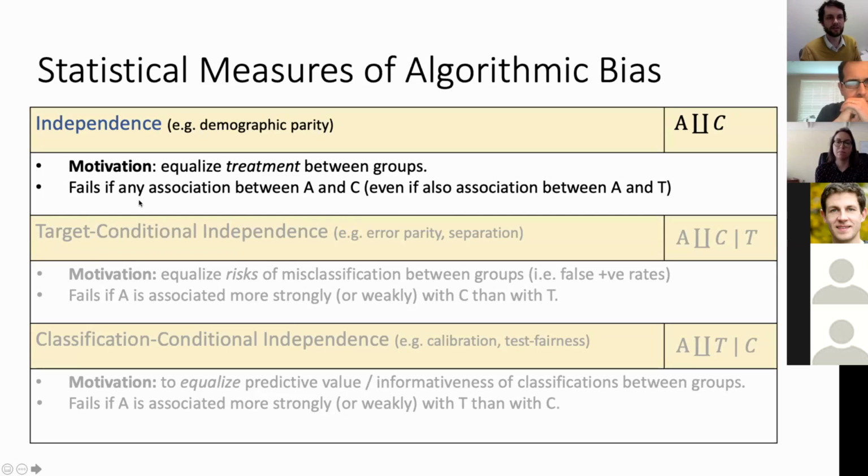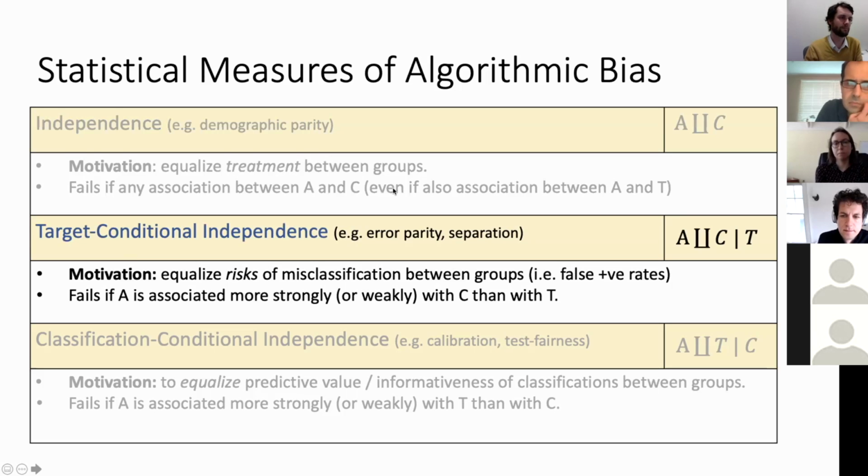And it's going to fail if there's any association whatsoever between the attribute and the classifier, the risk score, even if there's also an association between the classifier and the target. Okay. That last clause is what motivated a lot of people to think about conditional measures, because the goal of many algorithms is in fact to think about base rates or incorporate base rates.